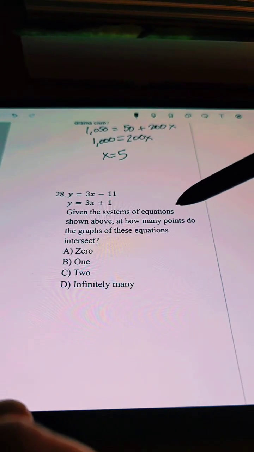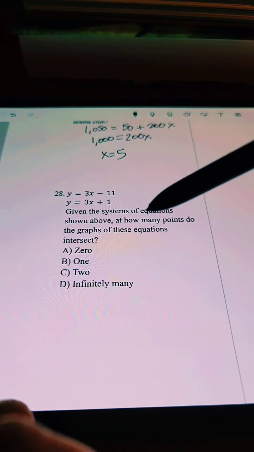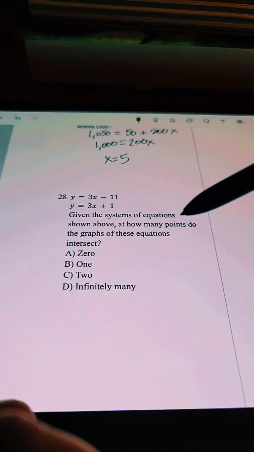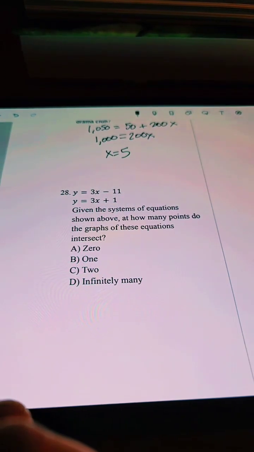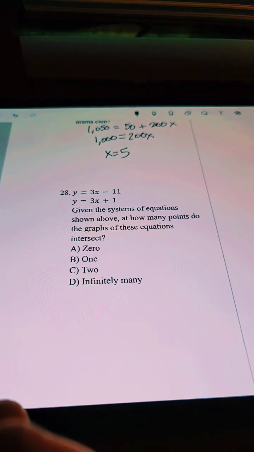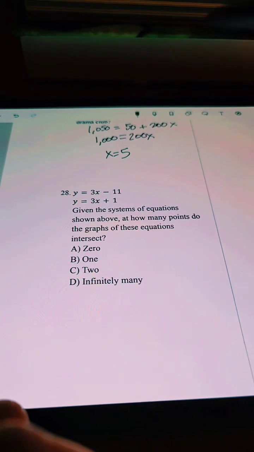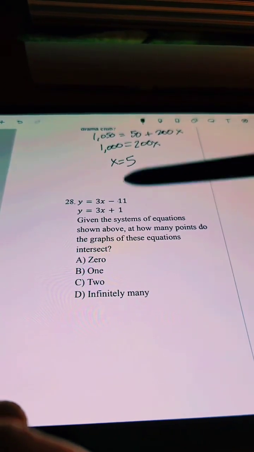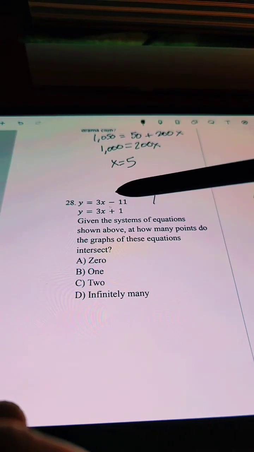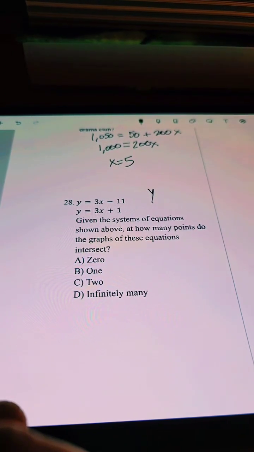So then let's go to number 28. Given the systems of equations shown above, at how many points do the graphs of these equations intersect? Now, just so you know, you do have access to Desmos on the digital SAT, so you could technically just plot these, or try to plot them if you want, to see that. But you're going to see that they never intersect when you do that.